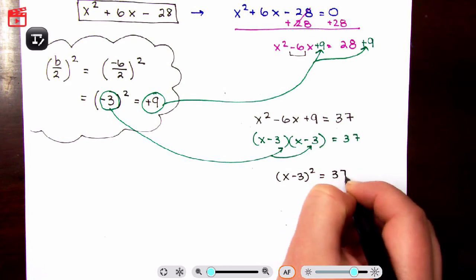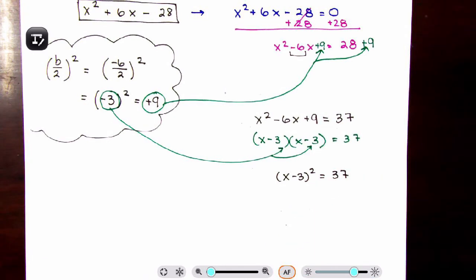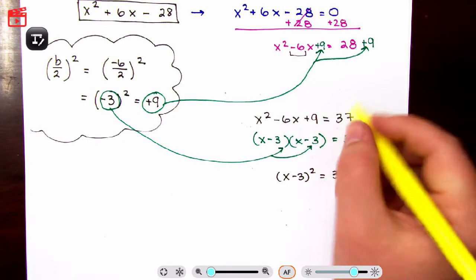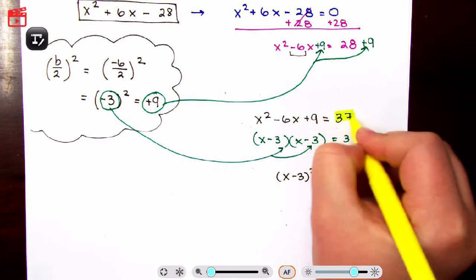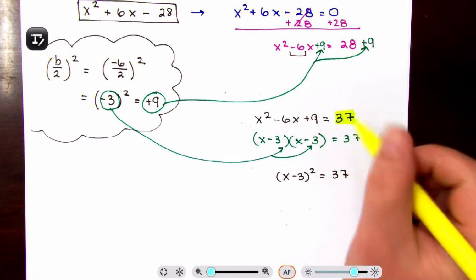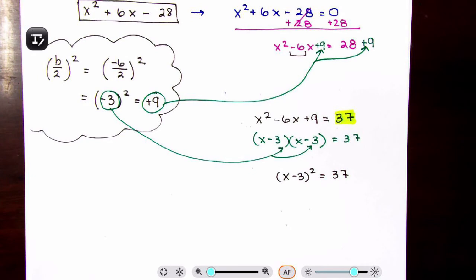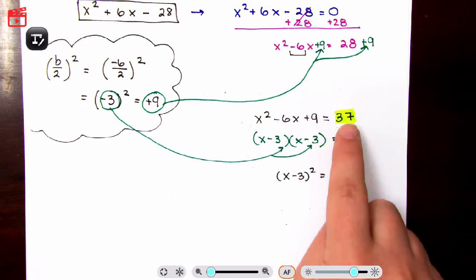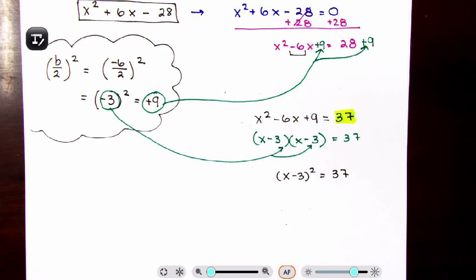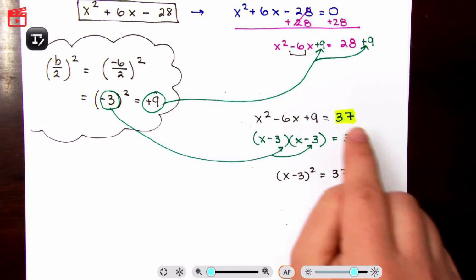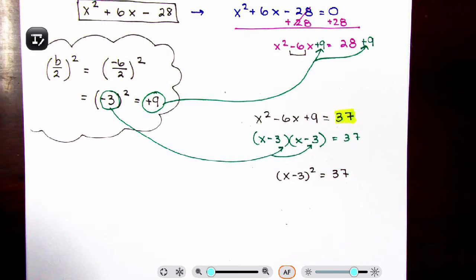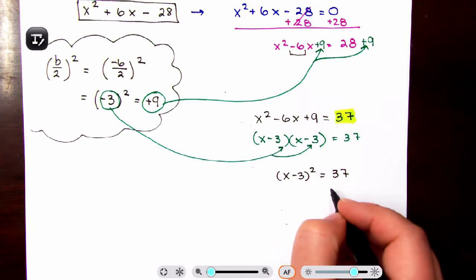Now at this point, I'm going to jump back up a few steps. When you've added 28 plus 9, make sure this is a positive 37. If you end up having a negative number here at this step, there's no point for you to continue. You can stop there and say no answer or no solution. In this case, 37 was positive, so we get to continue. So we are rewriting it.